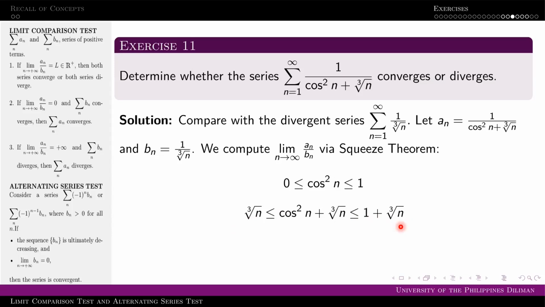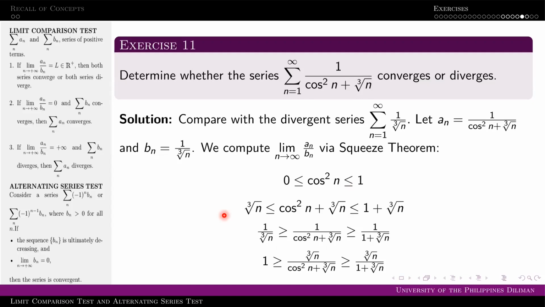Tapos, pag nag-add tayo sa lahat ng terms ng cube root of n, we'll get this inequality. And we can just get the reciprocal. Tapos, finally, magmumultiply lang tayo ng cube root of n. And positive yon, so hindi magbabago yung direction ng ating inequality. So finally, nabound na natin si an over bn with these two functions.